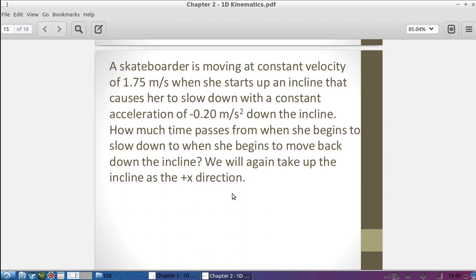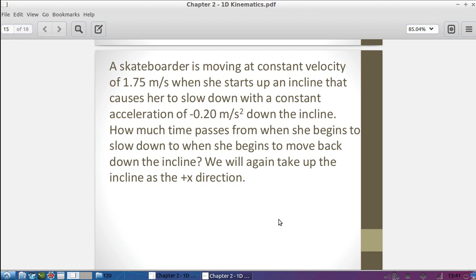So here's another situation. I got a skateboarder that's originally just on a flat surface. Skateboarder has a constant velocity and then starts up an incline. So if you're on a skateboard on a flat surface and you start to roll up a hill, you're going to slow down, right? You're going to slow down, and then you're eventually going to come to a stop. And if you're good at skateboarding, you're going to be able to balance and then slide back down the hill.